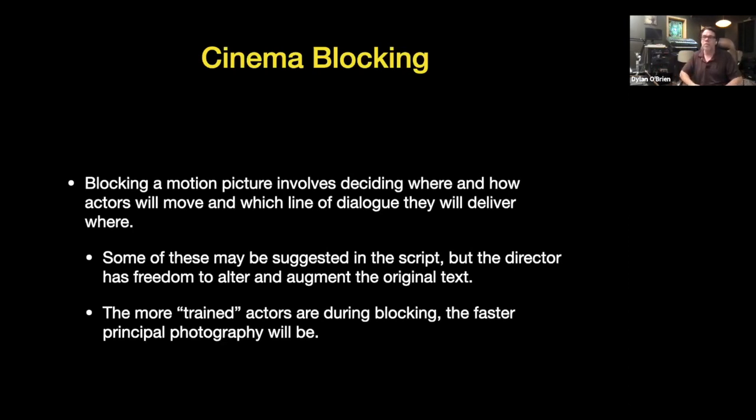The more trained, the better, the more professional an actor is, the more they're going to hit their marks and deliver their lines where they're expected to, and that in turn is going to make principal photography go faster. So imagine if we've set some really complicated focus marks. We're doing a long lens and the camera is going to move around, and it's going to deliver a certain line on an extreme close-up.